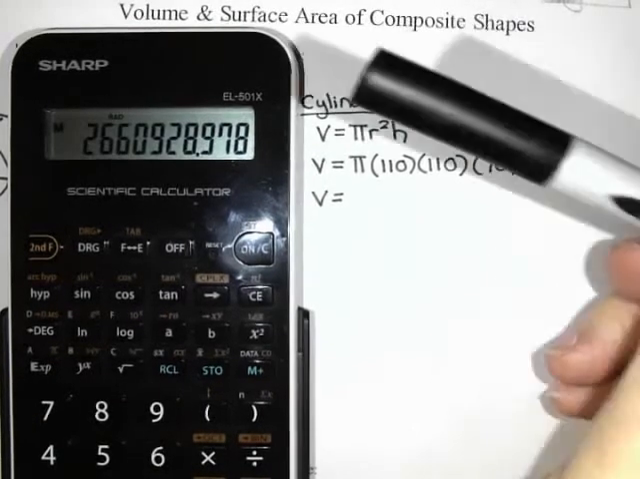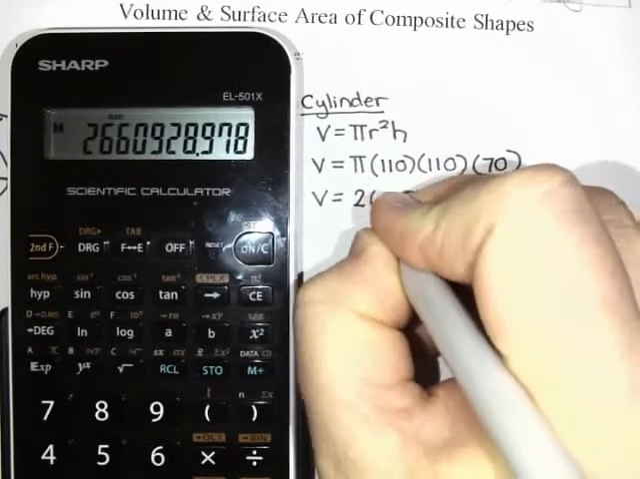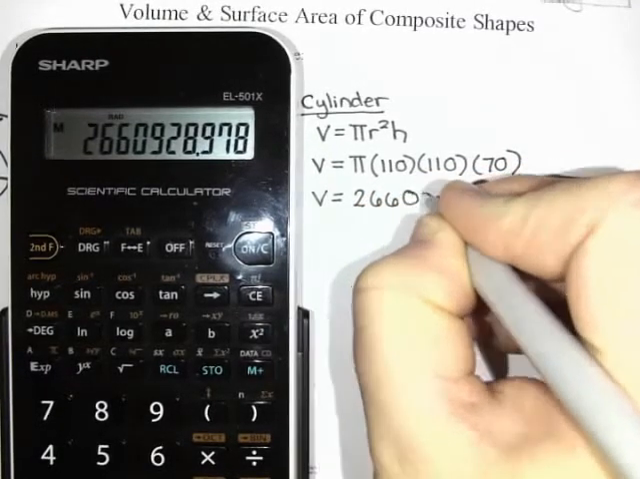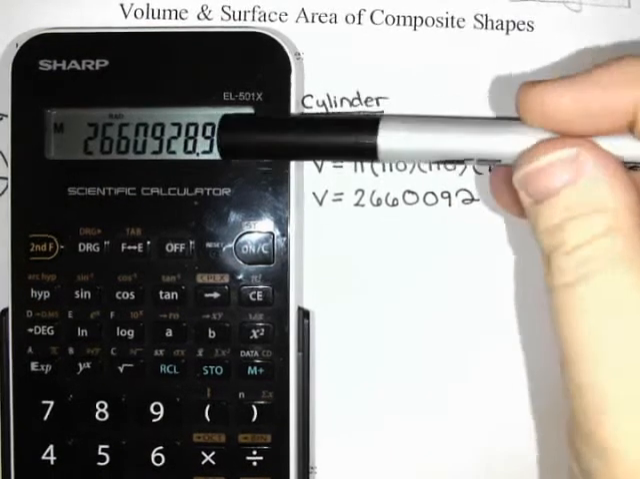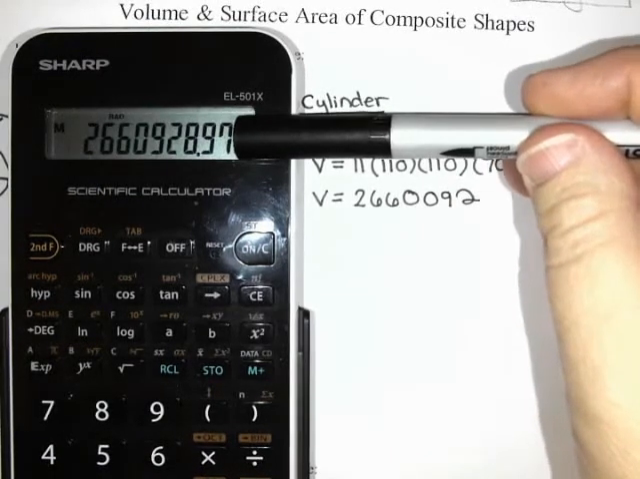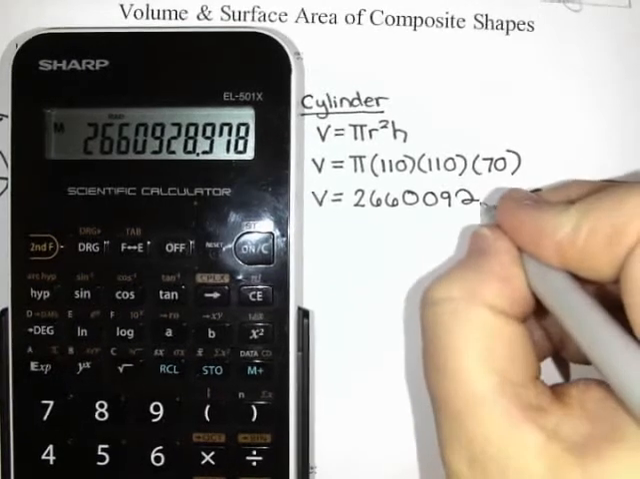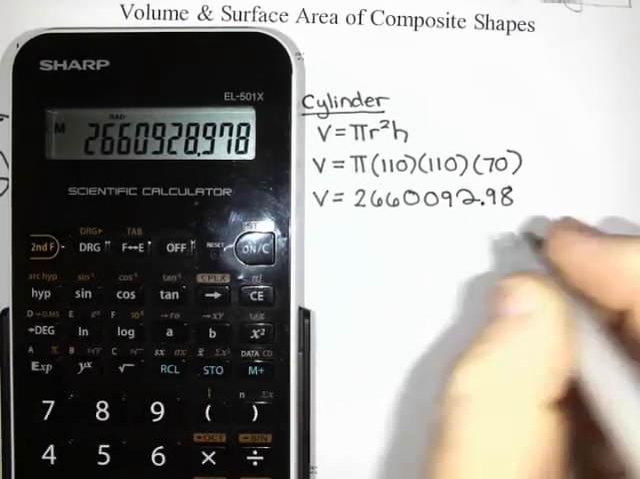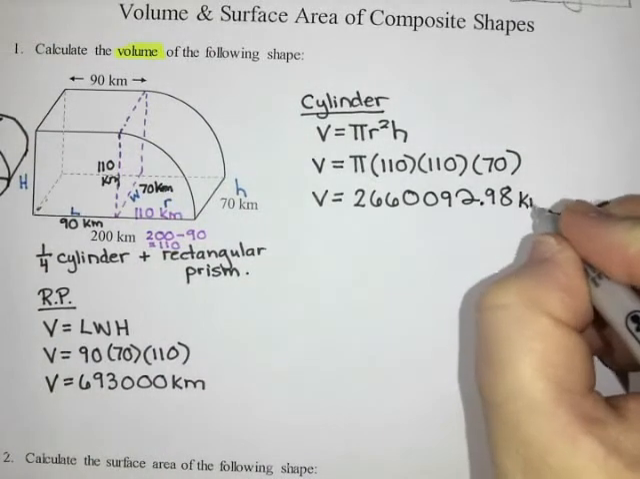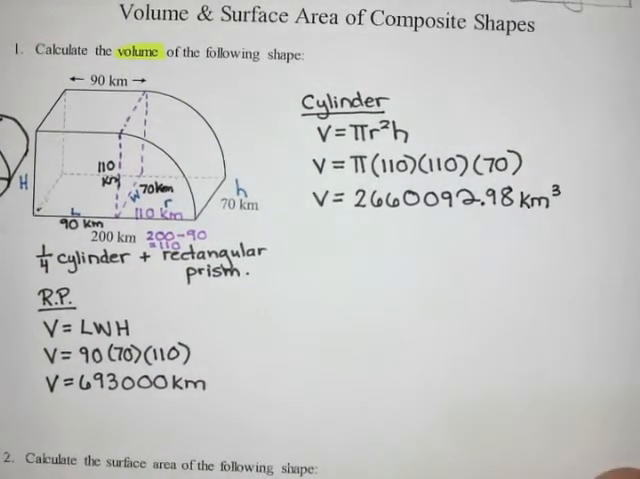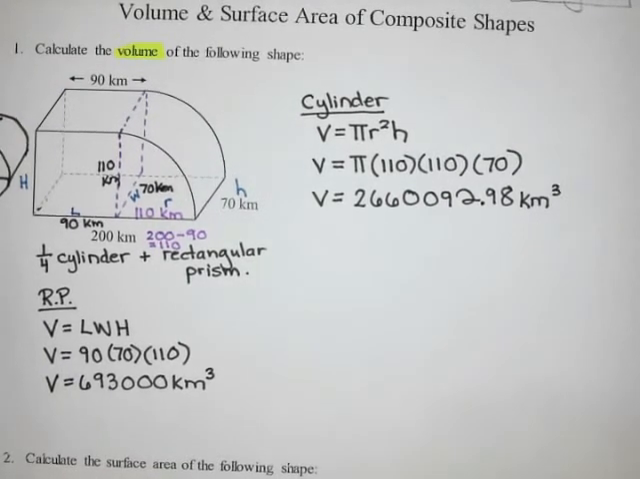And I get 2,660,092. And then this is 0.97, and then the next digit's an 8, so that's going to push that up to 0.98. And that is kilometers, and it's cubed. So down here, I forgot the cube. I need to pay more attention.